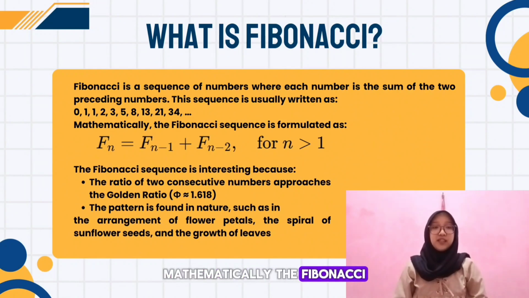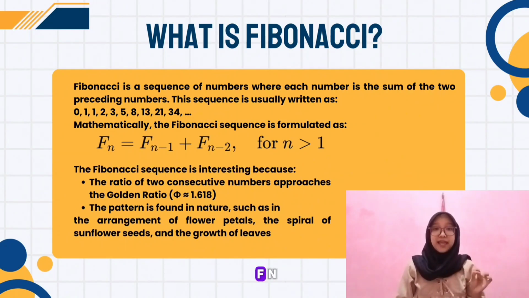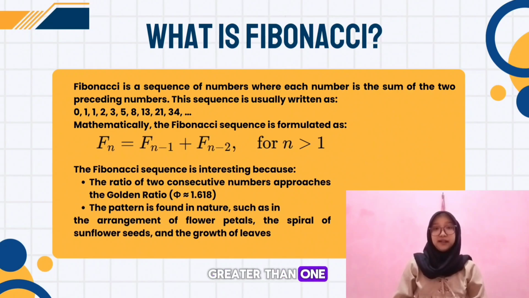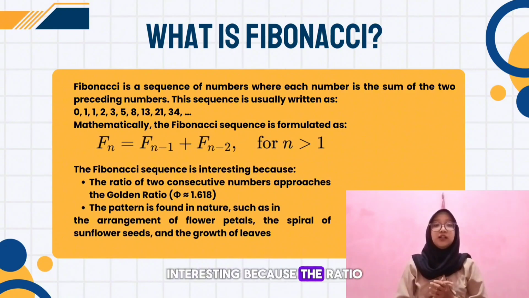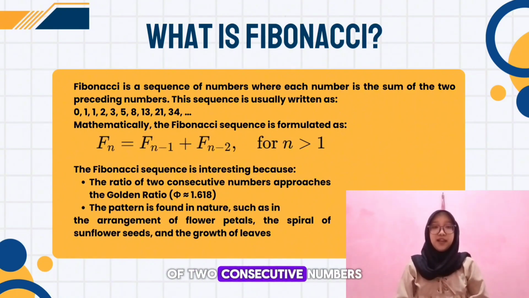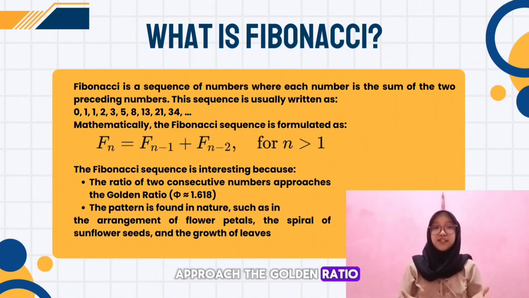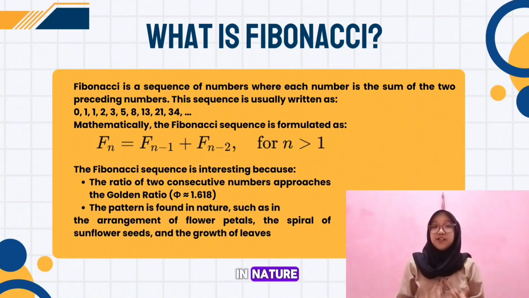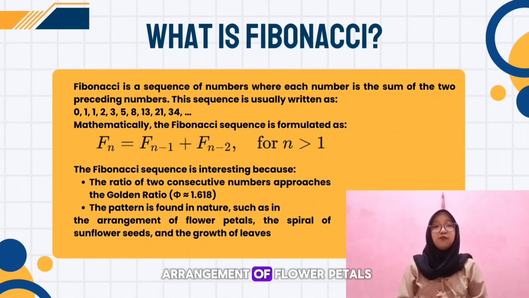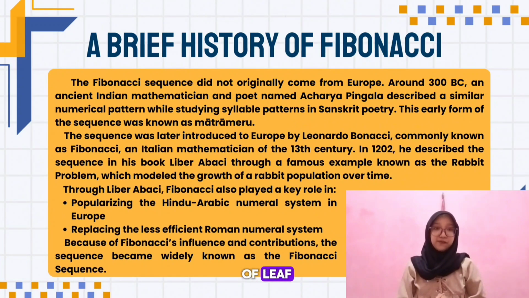Mathematically, the Fibonacci sequence is formulated as Fn equals Fn minus 1 plus Fn minus 2 for n greater than 1. The Fibonacci sequence is interesting because the ratio of two consecutive numbers approaches the golden ratio, φ, which is approximately 1.618. The pattern is found in nature, such as in the arrangement of flower petals, the spiral of sunflower seeds, and the growth of leaves.